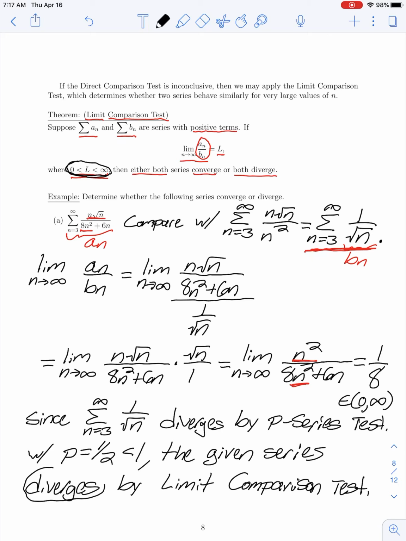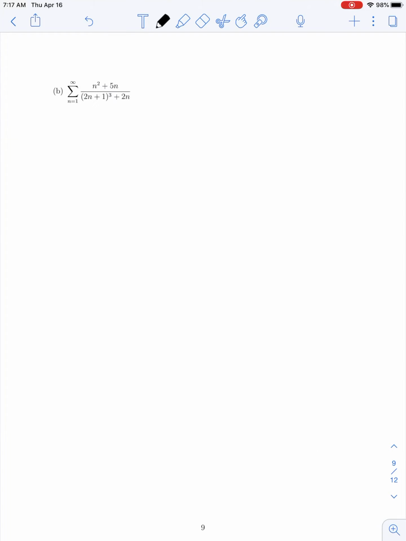So here we were able to show that this series diverges using the limit comparison test, but we saw in that last example the direct comparison test failed. So in general, this limit comparison test is a little more powerful than that direct comparison. So let's look at some other examples of this.